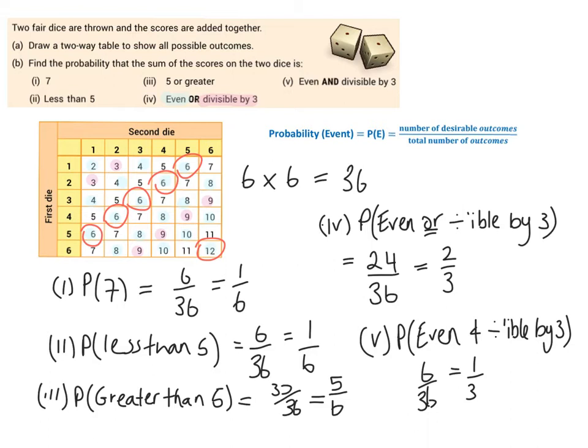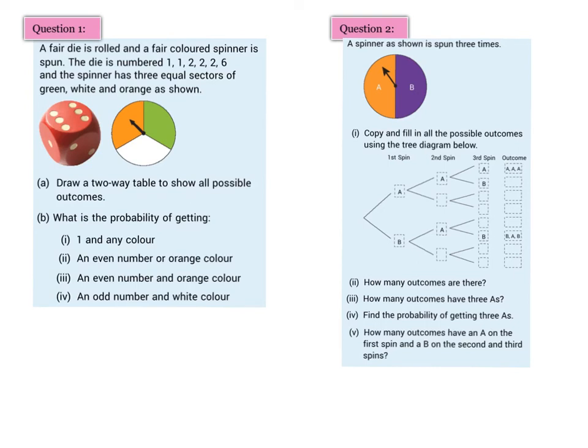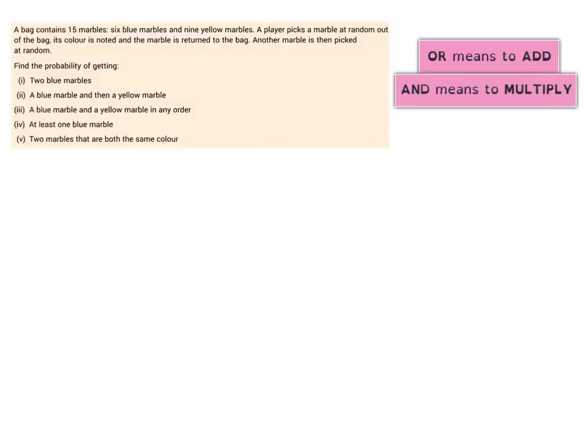Parts 4 and 5 of this question require a little bit of thinking. And we're going to look now into the and or rule. And what does that mean when we're talking about probability? See how you go with these questions now and complete them as a task. Now let's have a quick look at the and or rule.